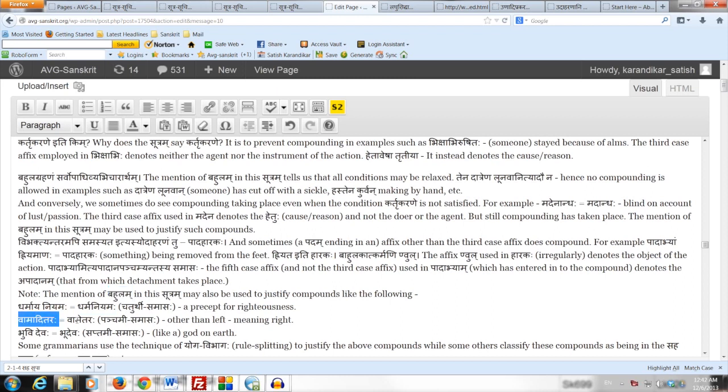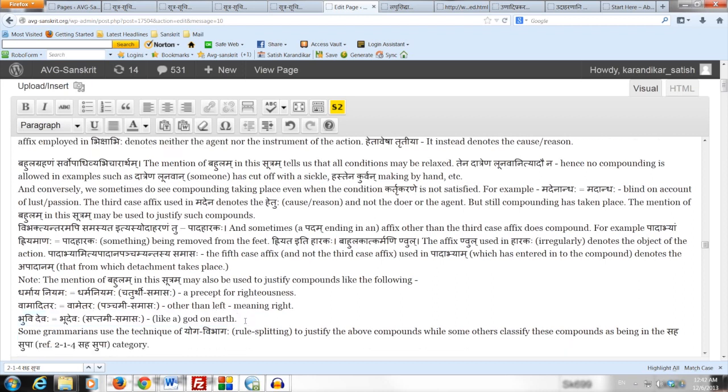Similarly, vamaditaraha equals vame taraha. So the panchami samasaha, meaning is other than left, meaning right. So vame taraha means dakshinaha. This is another compound which is hard to justify using a sutram from the Ashtadhyayi, so we take recourse to bahulam. So also bhuvi devaha, bhudevaha, saptami samasaha, meaning is like a god on earth. This one also may be justified taking recourse to bahulam mentioned in this sutram 2132.